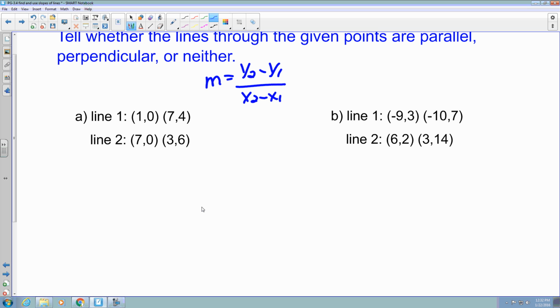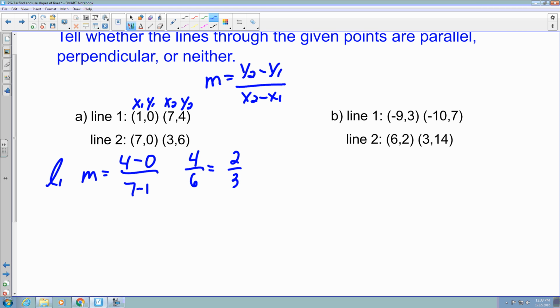So let's look at example A. So I have line 1 here. I'm just going to say this is my x1, this is my y1, x2, y2. Plug it into the formula. So it's going to be m equals 4 minus 0 divided by 7 minus 1. And then we just subtract both the numerators and the denominators. 4 minus 0 is 4. 7 minus 1 is 6. I can reduce this. I can divide both sides by 2, so this gives me 2/3.